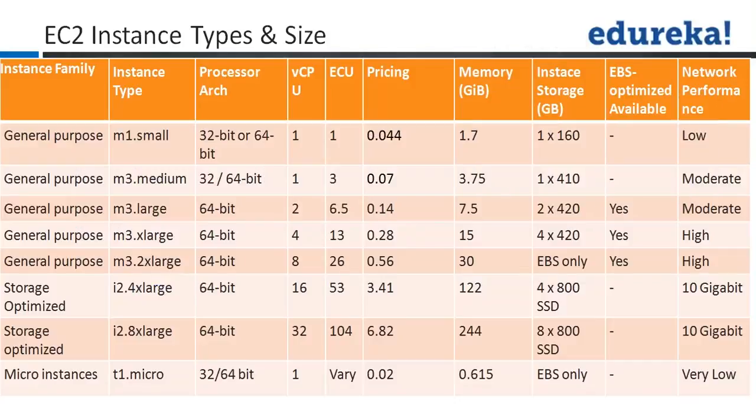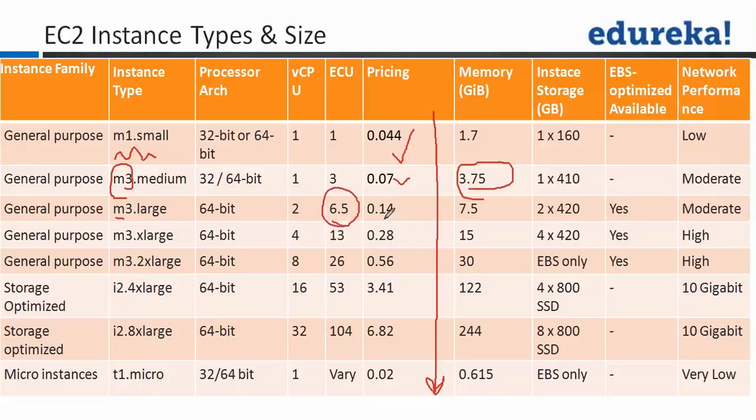Now, if I see this family a little bit more in detail. In the general purpose, we have an M1.small. All the pricing you see here is for Linux only. Windows would have slightly different pricing. 0.044 means 4 cents per hour is a small instance cost. When you go to the medium, M3 medium, it would cost you 7 cents per hour. It will provide you 3.75 GB. For the large, M3.large, it would provide you 6.5 compute units, and pricing would be 14 cents per hour.